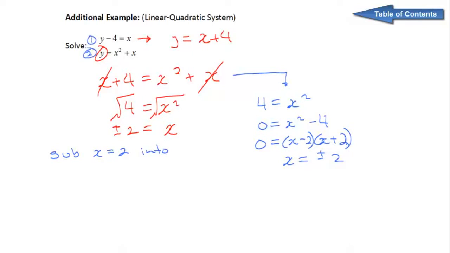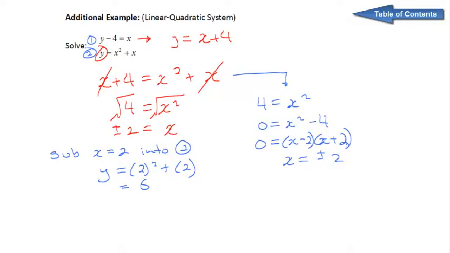Which equation do you think is easier to deal with? I'm thinking it probably doesn't really make any difference. I'll put it into equation 2. So to do that, I would now have y is equal to 2 squared plus 2. And so when we do this, we have 2 squared is 4, plus 2 is 6.